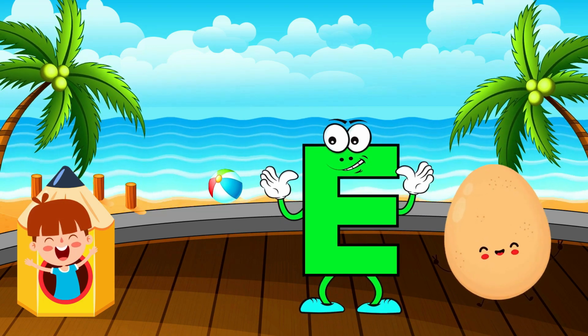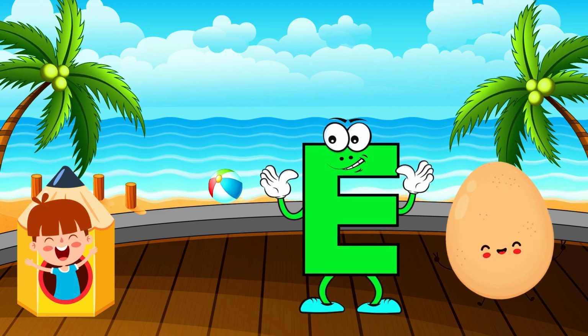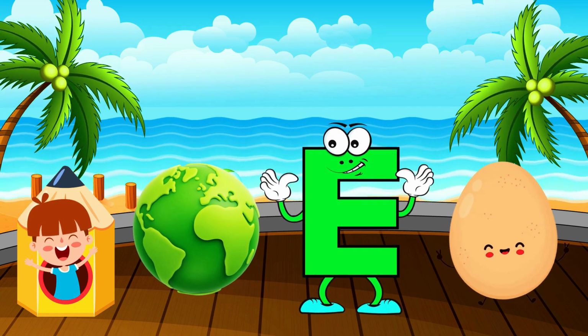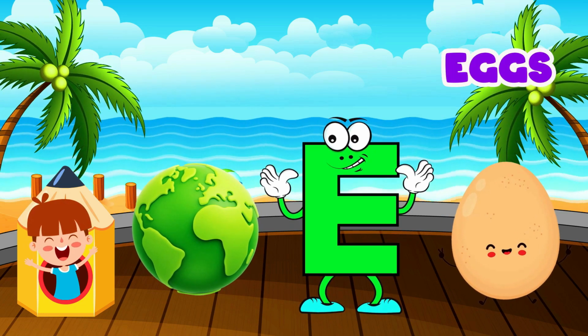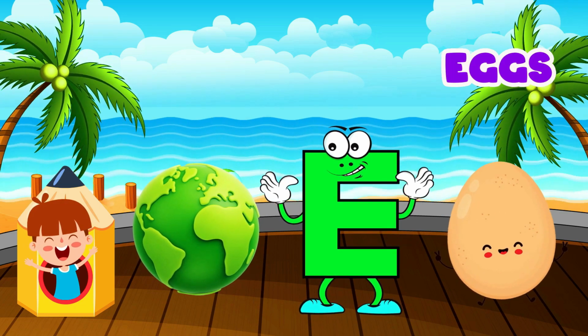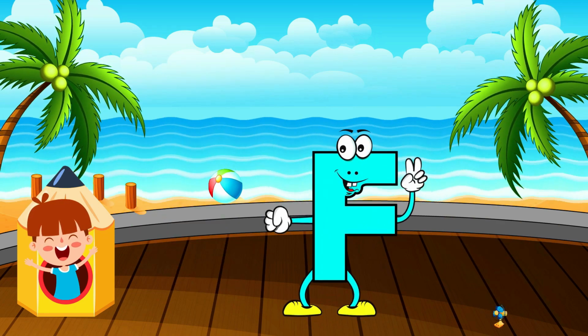E is for eggs. E, E, eggs. E is for earth. E is for eggs. E is for earth. F is for fan.